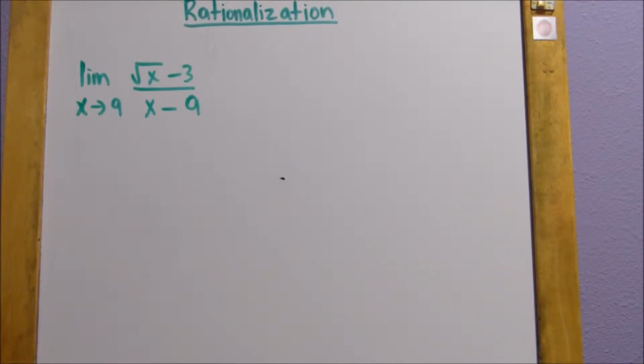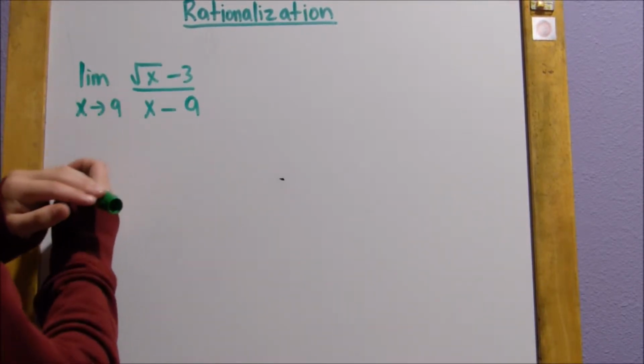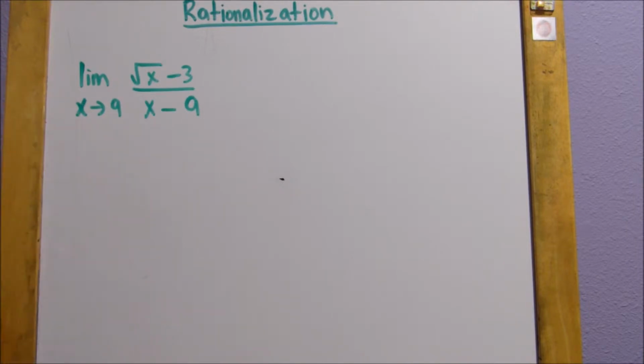So now let's talk about rationalization. Rationalization is a method to evaluate a limit at a certain point when substituting in and factoring doesn't work. So whenever I see a limit problem and it asks me to evaluate it at a certain point, I have this little guide to what I should do next.